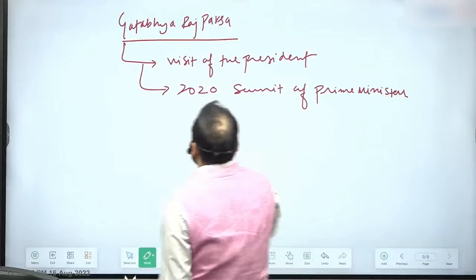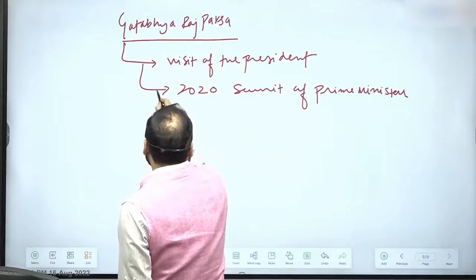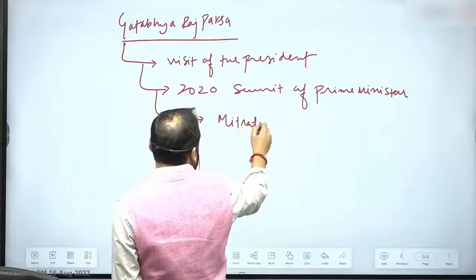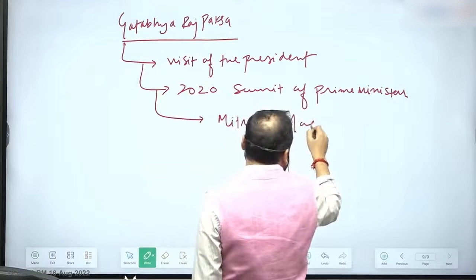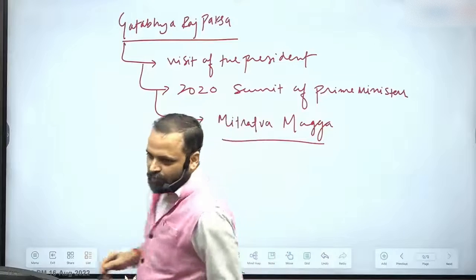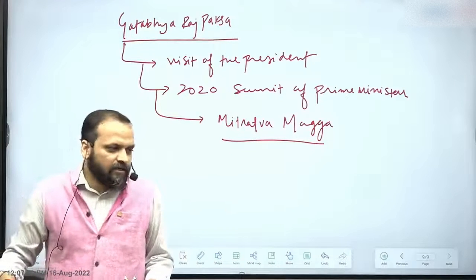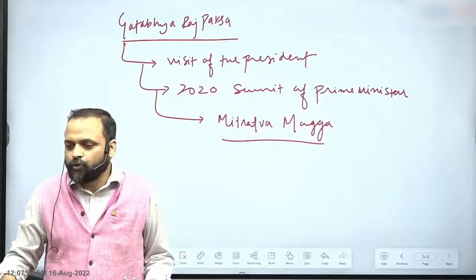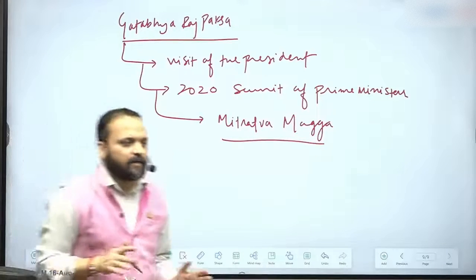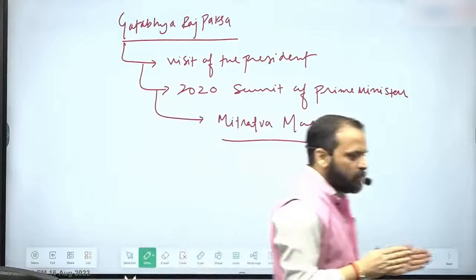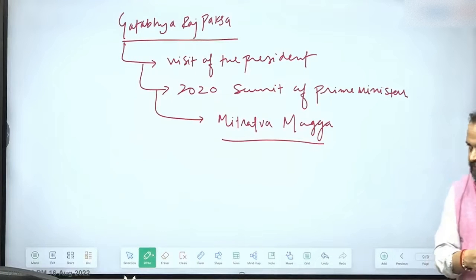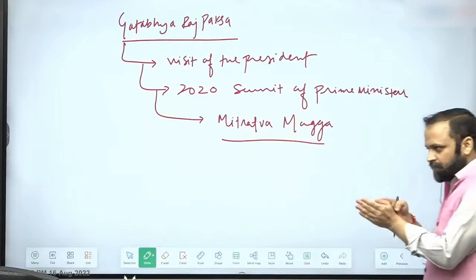The 2020 summit of the prime ministers takes place, and this summit talks about Mitratva Marg, meaning the path of friendship. That is the title of their joint statement which was issued. So on the one hand, there is a traditional understanding that under the rule of the Rajapaksa family, China is a preferred partner and relations with India suffer.